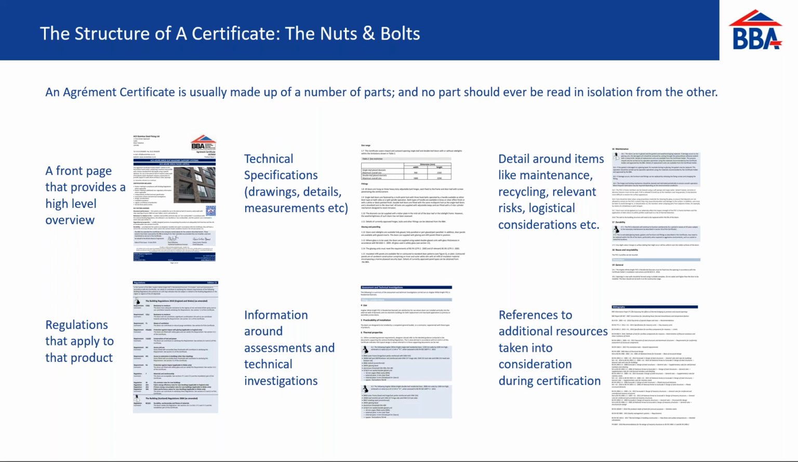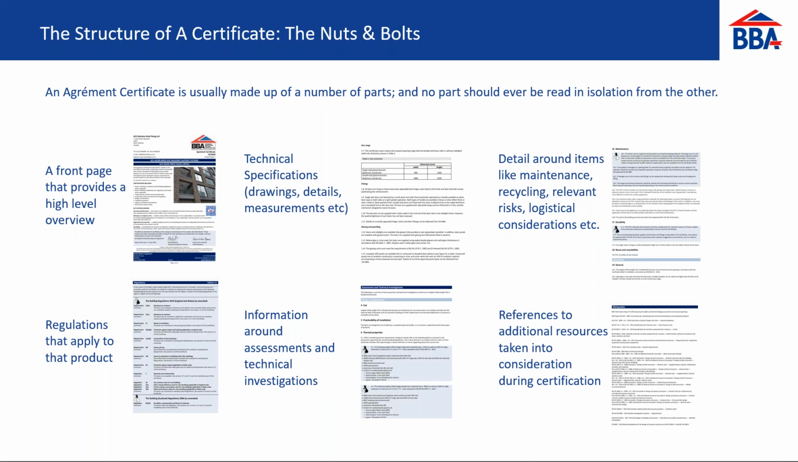The structure of an agreement certificate is usually made up of a number of parts, and what is very important is that no part of it should ever be read in isolation from the others, and I will explain why. First of all, the agreement certificate consists of a front page which provides a very high-level overview of the content. It is followed by the regulations pages that apply to that product in the application being assessed. Then we have technical specifications, and generally these include drawings, details, measurements, and components of the system, should this be one.